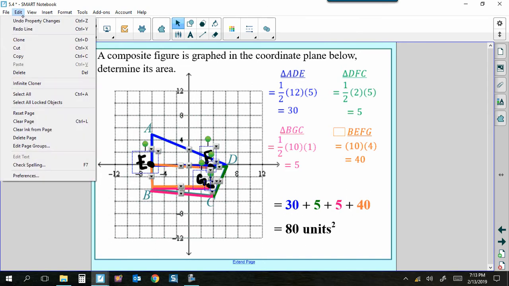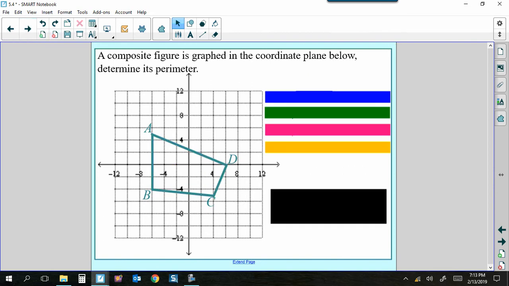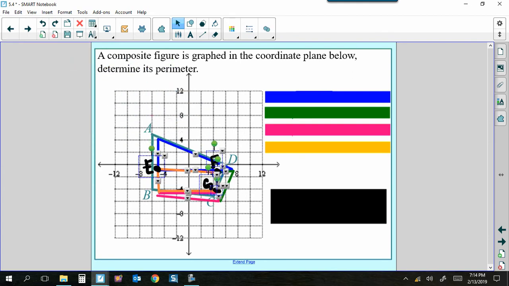You're going to split these up into shapes that we're familiar with, and then you are going to simply find the area of the individual shapes and then add them all up. So our next task is with this same shape, we are going to calculate the perimeter of our shape. So I'm going to go ahead and paste in my individual shapes. You guys already have that done on yours.